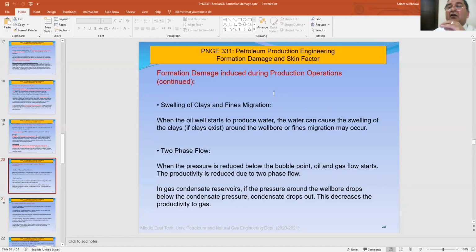Now, these are the formation damage caused by the mechanical skin factor and the production, or the damage caused by the production process. And of course, the damage caused by drilling, completion, workover.